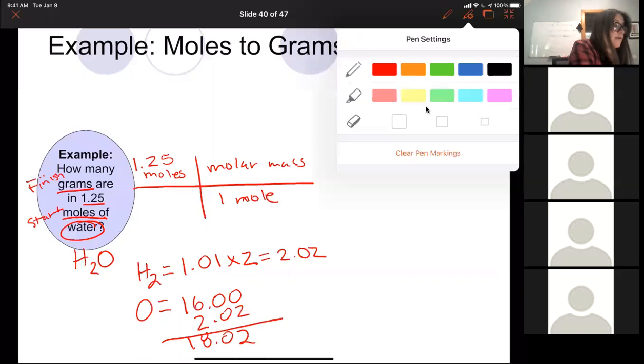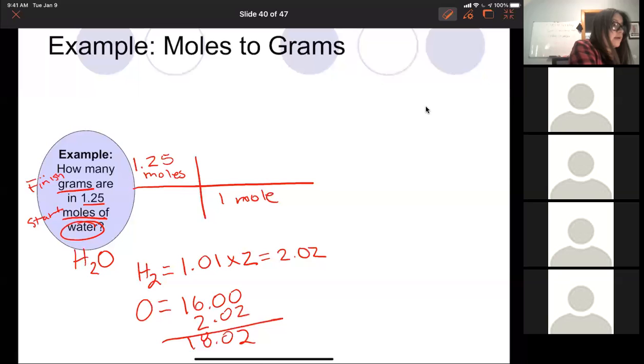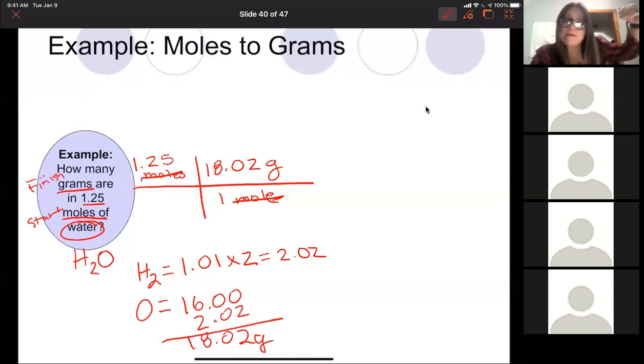So the molar mass that goes up here is 18.02 grams. And like I said, molar mass is always in grams. I can cross out moles here because that unit is the same across. When you have the same unit across, you can cancel it out.